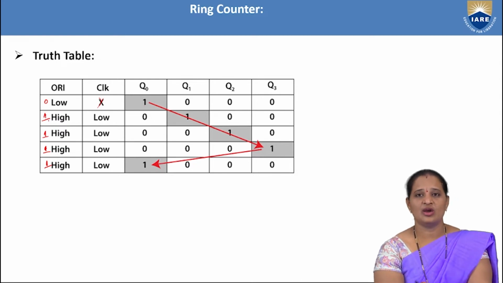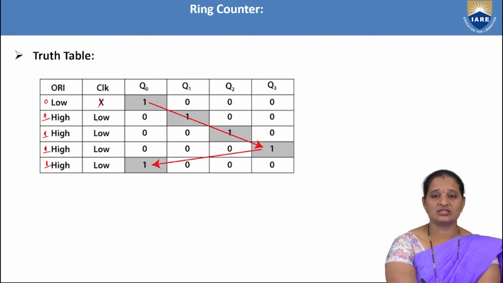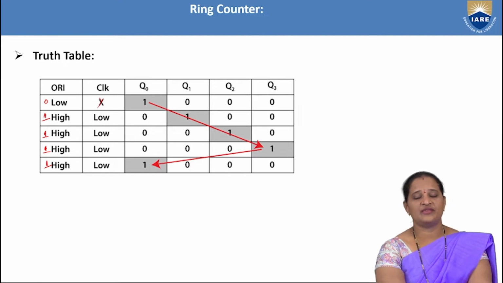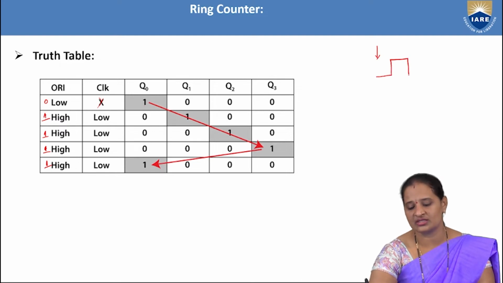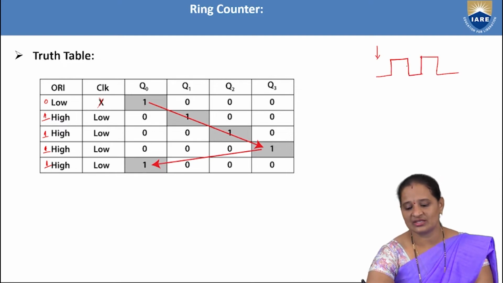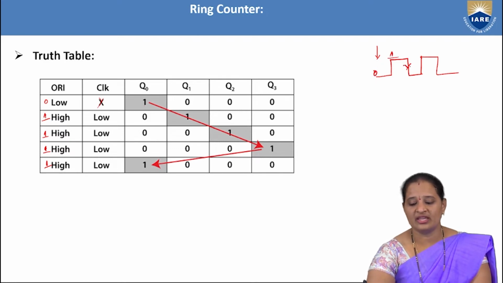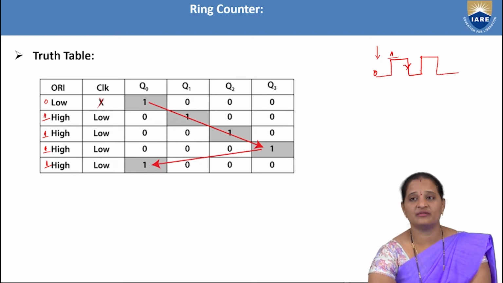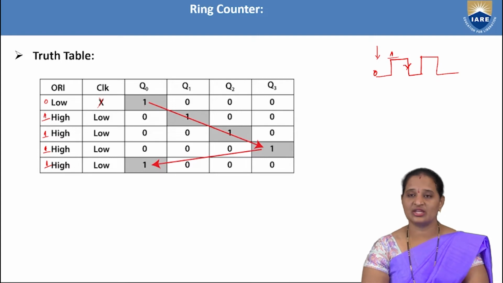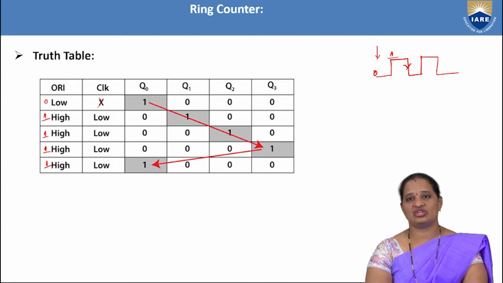Now it depends on the clock signal. I am considering that all these flip-flops are negative edge triggered flip-flops. Negative edge triggered flip-flops means when there is a transition in the clock, so here this is the clock signal, from 1 to 0, during the negative edge of the clock, if there is any change in the input, then the output of the flip-flop will change. So I am considering all the flip-flops are negative edge triggered flip-flops.